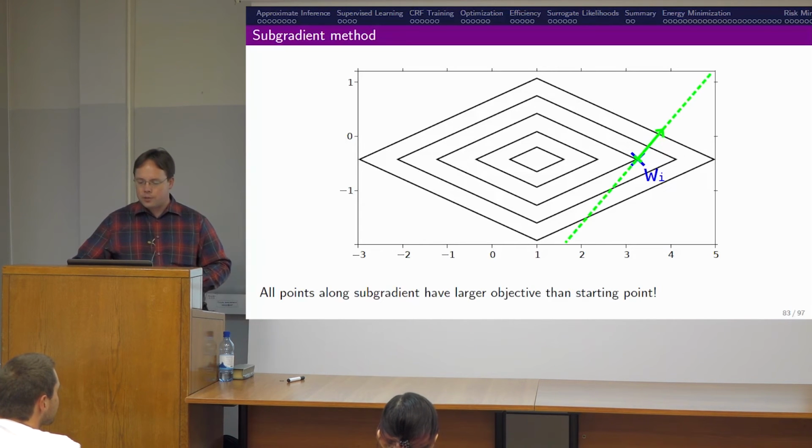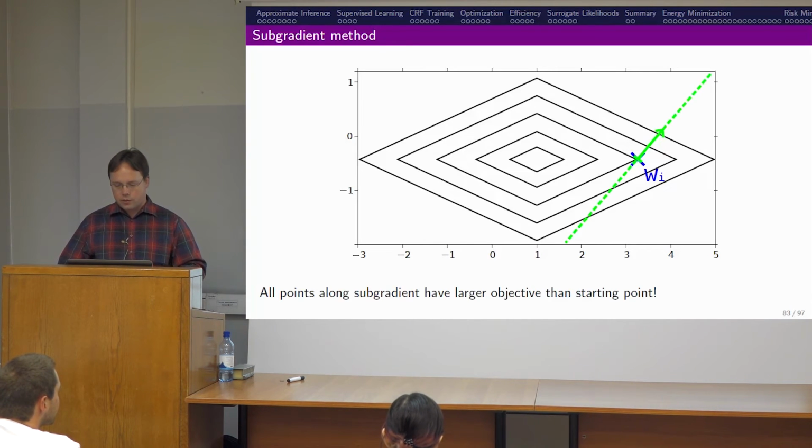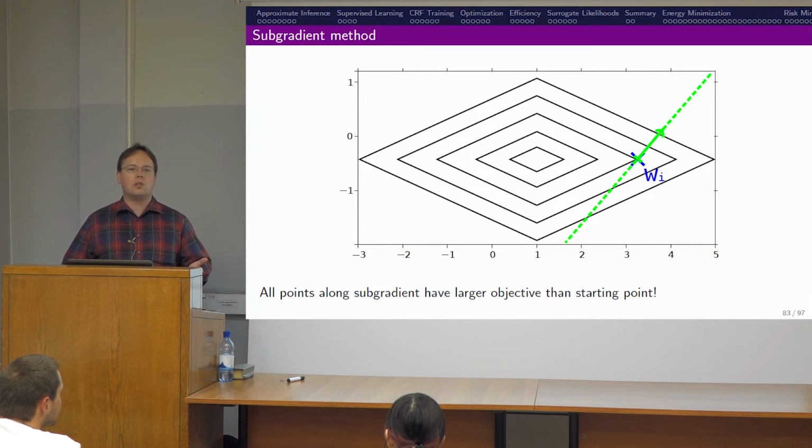So this is the opposite direction of the gradient. And you see there's no point on this line that has a lower objective than where you started. So if you would try to do a line search, you would go zero distance. You would stay where you are. Nevertheless, the subgradient method tells you if you just walk against the gradient for a bit, and you do that every time, you will find the global minimum.